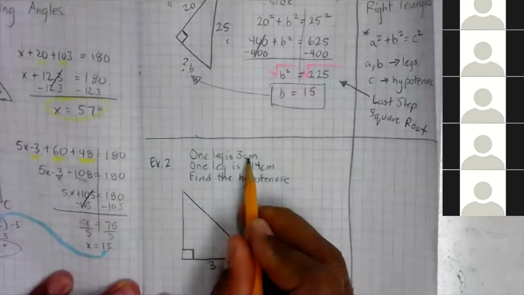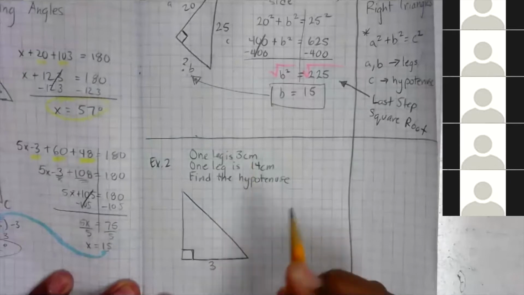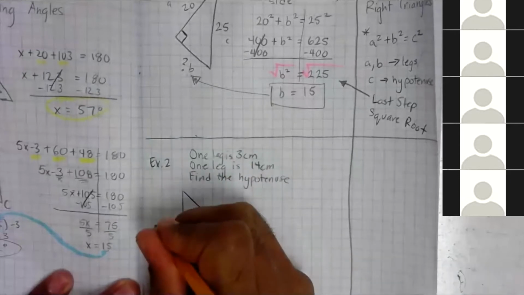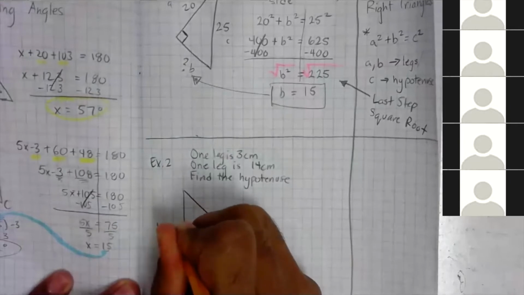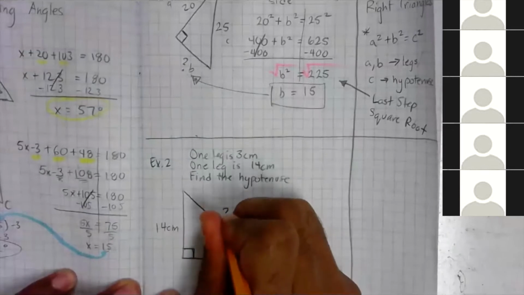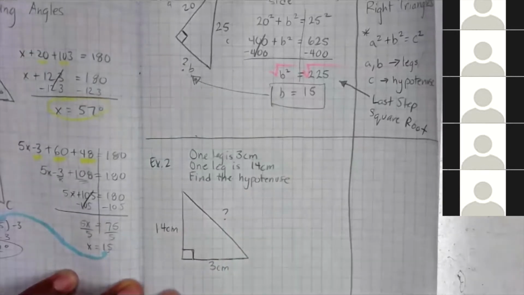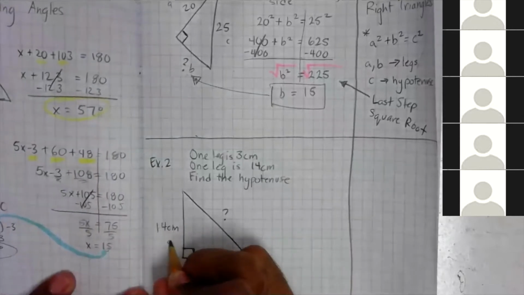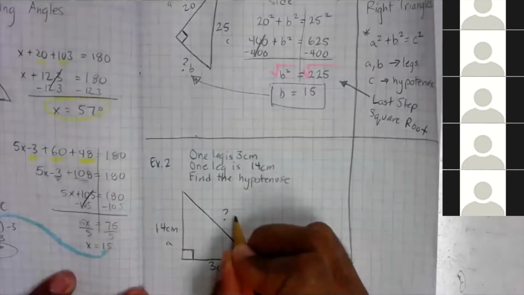And notice how we have a unit of measure. We have centimeters, so we're going to include that. So that means that the other leg here is 14. And now we got to find the hypotenuse. All right, that's the side we're looking for. Okay, so we set it up the same way. We're going to set up the Pythagorean Theorem. So we'll say that's A, this is B, and we're going to find C.